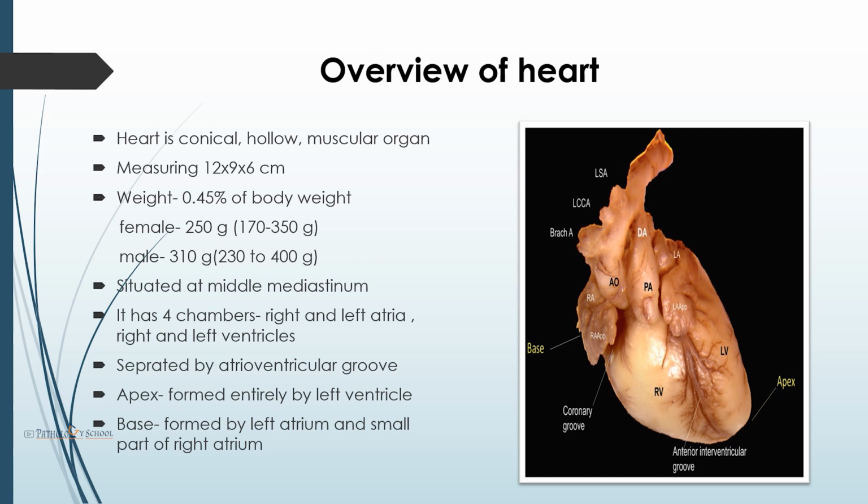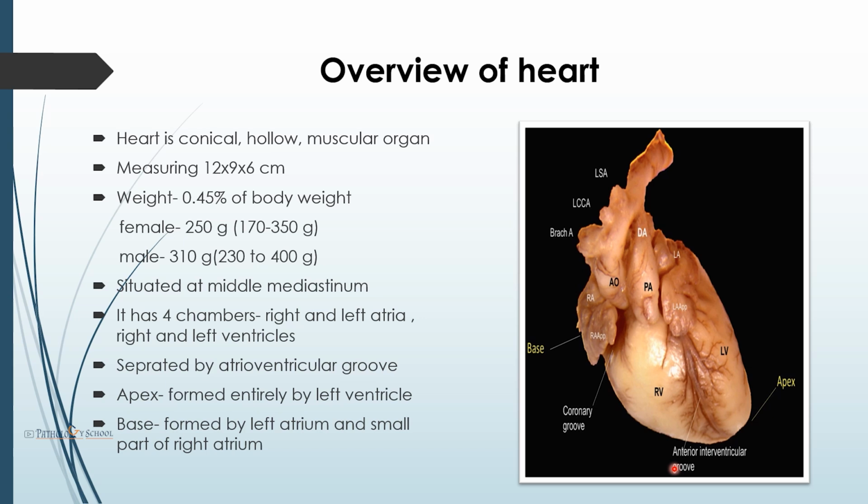heart. Overview of the heart. The heart is a conical hollow muscular organ measuring 12 by 9 by 6 cm in size, weighing 0.45% of body weight. In females, it's 250 grams, in range 170 to 350 grams. And in males, it's 310 grams, in range 230 to 400 grams.